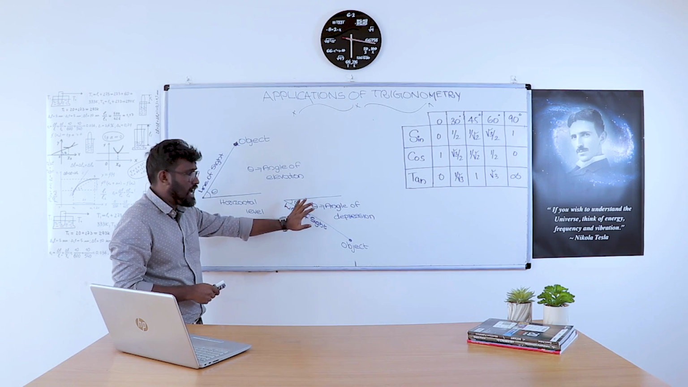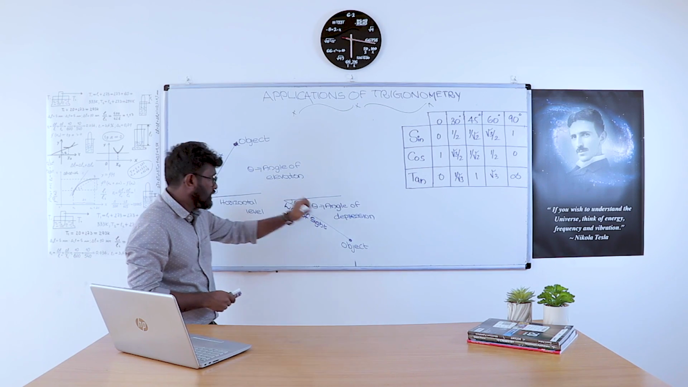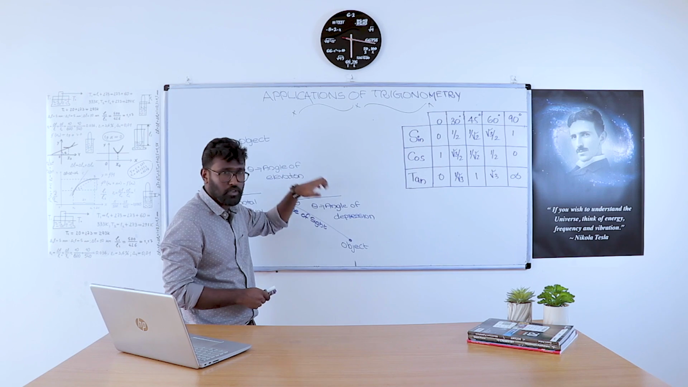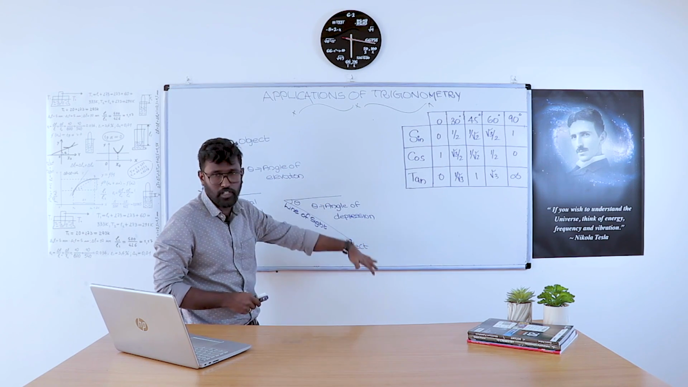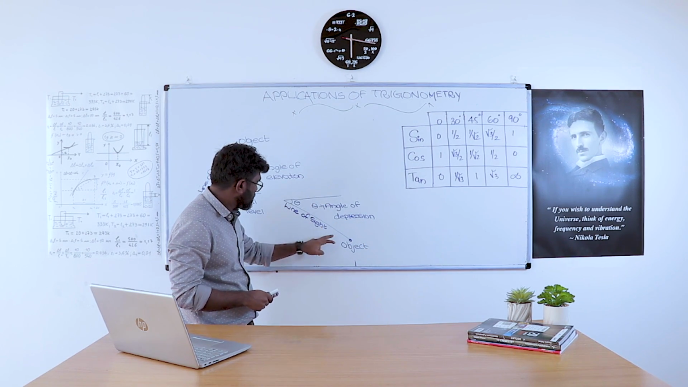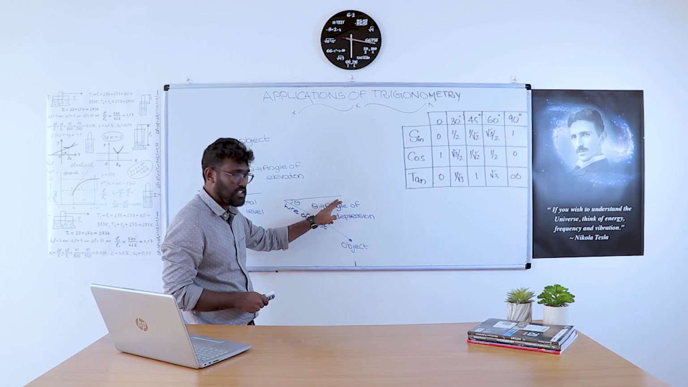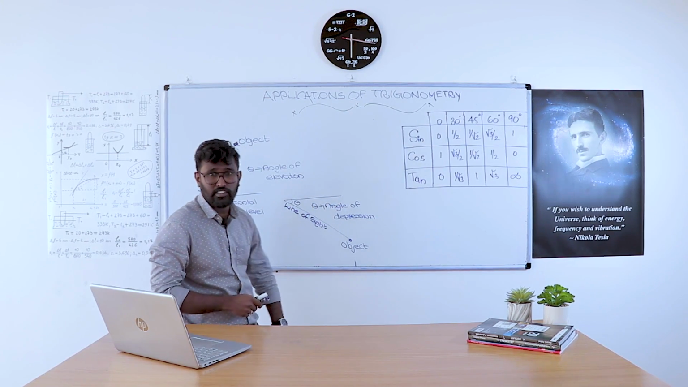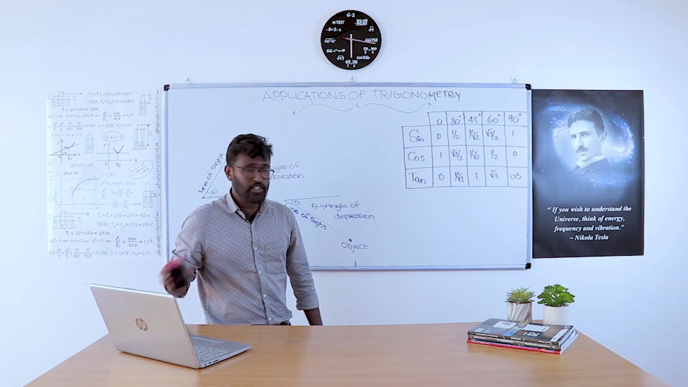What is meant by angle of depression? Simply, when the object is downstairs and the person is upstairs, and the person looks at that object from upstairs to the downward angle, the line of sight is like this and the horizontal level is like this. Then the angle between the horizontal level and the line of sight is considered as the angle of depression.